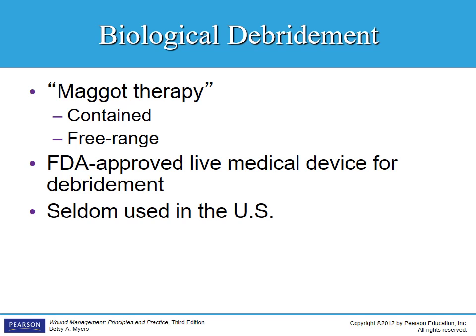So what is meant by that is, with contained maggot therapy, you literally order a dressing. It's a square dressing that comes with maggots on it. You place it over the wound, you close the wound up. They come back in a couple of days, you open it up, and that is the cleanest wound you have ever seen in your life. All that's left is beefy red granulation tissue, because the maggots will only eat the devitalized tissue. They will not eat beefy red granulation tissue.